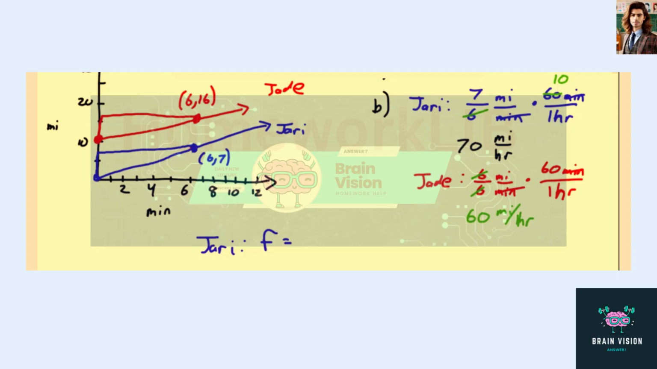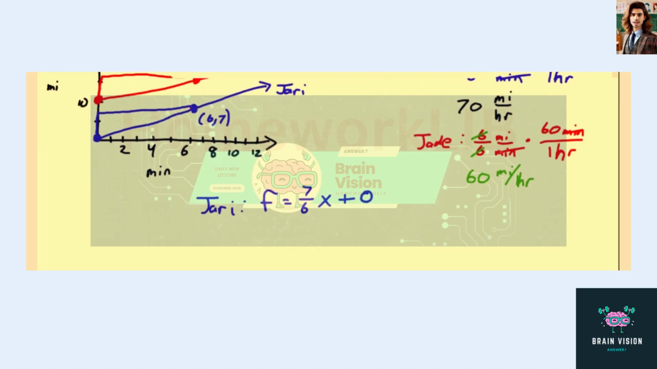They also said, notice in parentheses, in minutes. So that's why I'm going to use 7 over 6. So I'll have 7 over 6x plus my y-intercept. Well, the line hits the y-axis at 0, so plus 0. So we can simply just write this as f equals 7 over 6x.